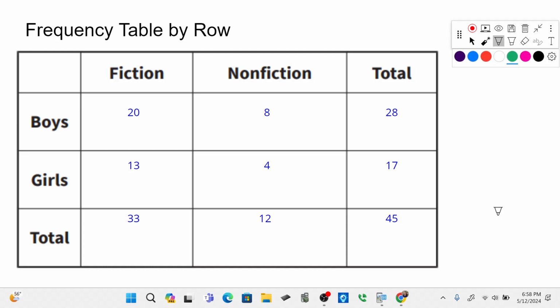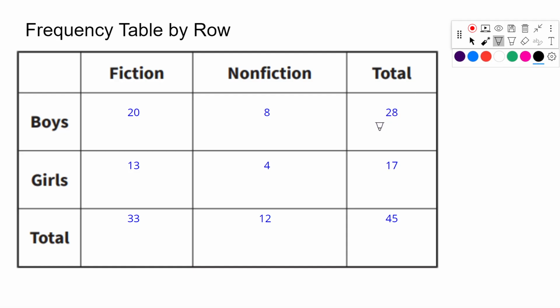This first one, we're going to take the values of these boys and girls who selected they prefer fiction or nonfiction, and we're going to find the frequencies by row. When we say we're finding the frequencies by row, that means that the row is going to be 100% for each one. And then we have to find the percent of each row that makes up the values.